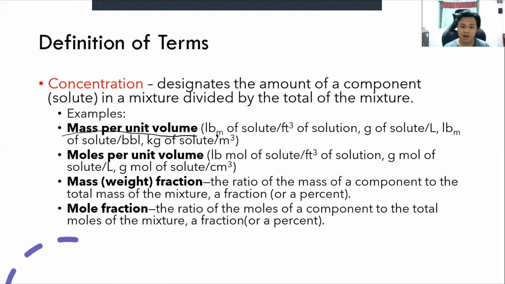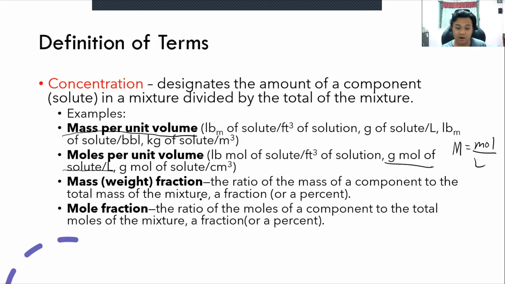The units may be pound mass of solute per cubic feet of solution, or grams of solute per liter, or pound mass of solute per barrel, or kilogram of solute per cubic meter. Then we also have moles per unit of volume. The most notable here is the gram mole of solute per liter, which is the molar unit. The M is mole per liter, so it's also a concentration. It is denoted by grams because it is derived from grams. Okay, so gram mole per liter.